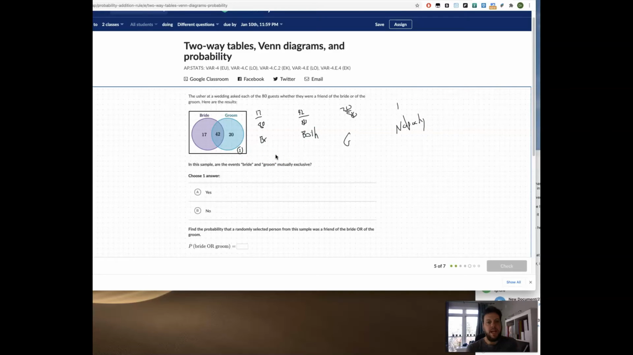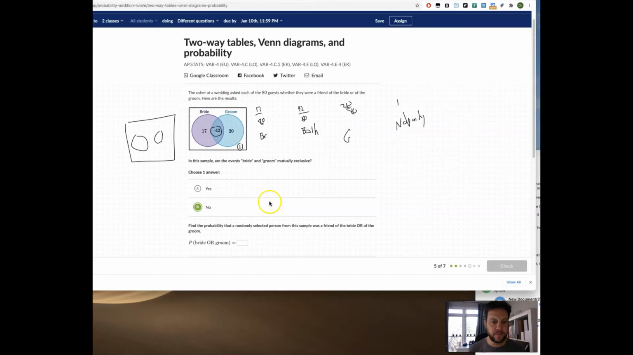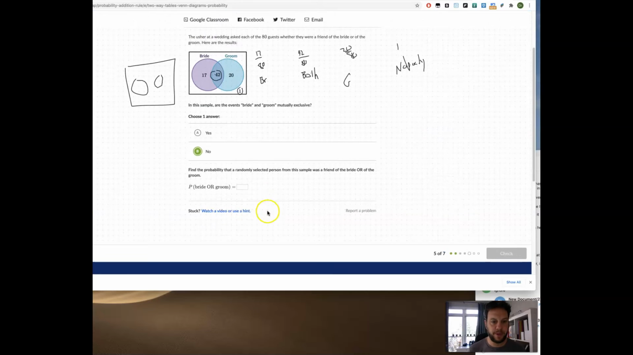Are the events bride and groom mutually exclusive? Can they be true at the same time? So could you be a friend of the bride and a friend of the groom at the same time? Yes, all of these people are. If something's going to be mutually exclusive, this has to be 0, but then it wouldn't even be there. It would be like 2 circles that just didn't touch because there's no overlap. So this is not bride or groom. Okay. So the bride or groom, the probability here.